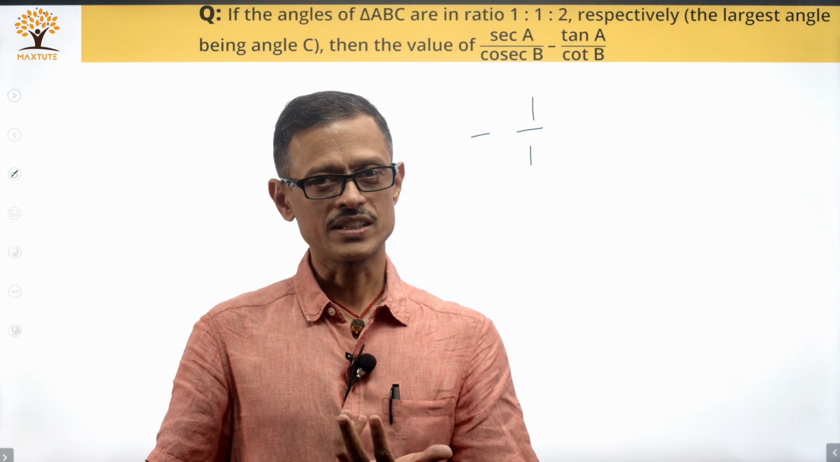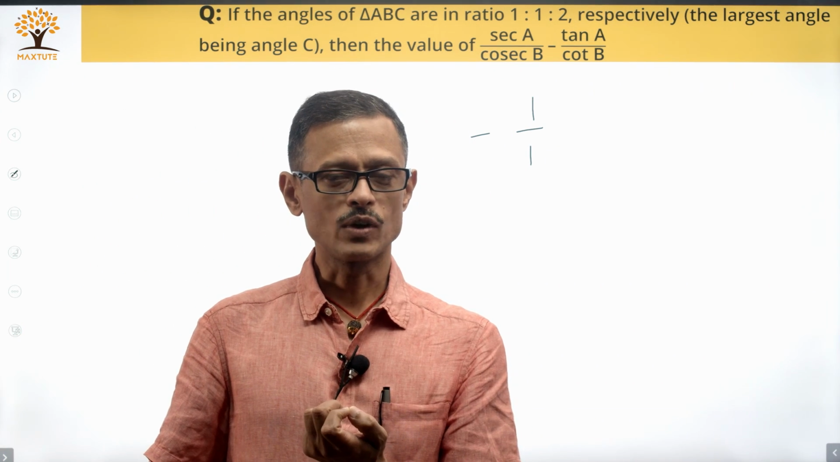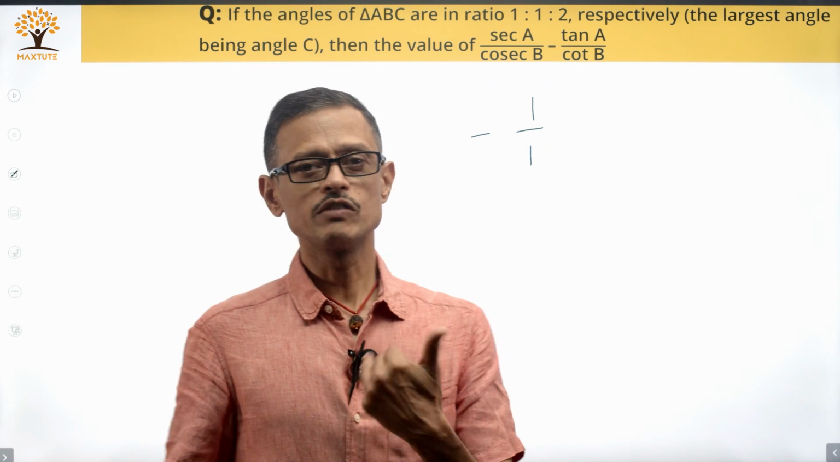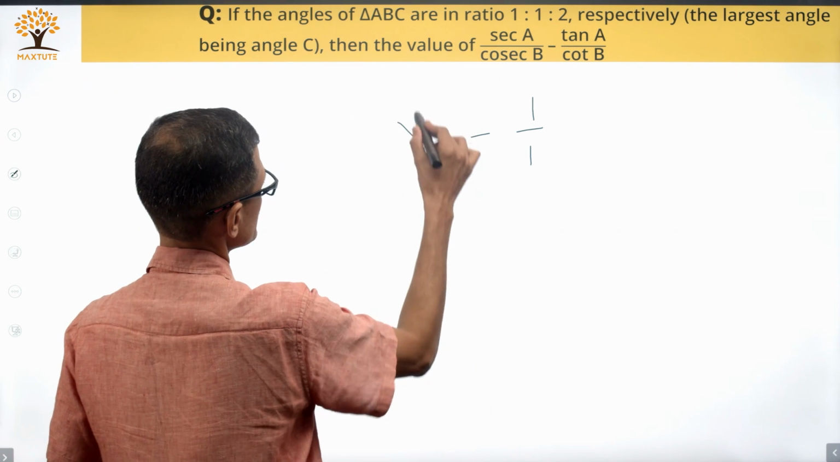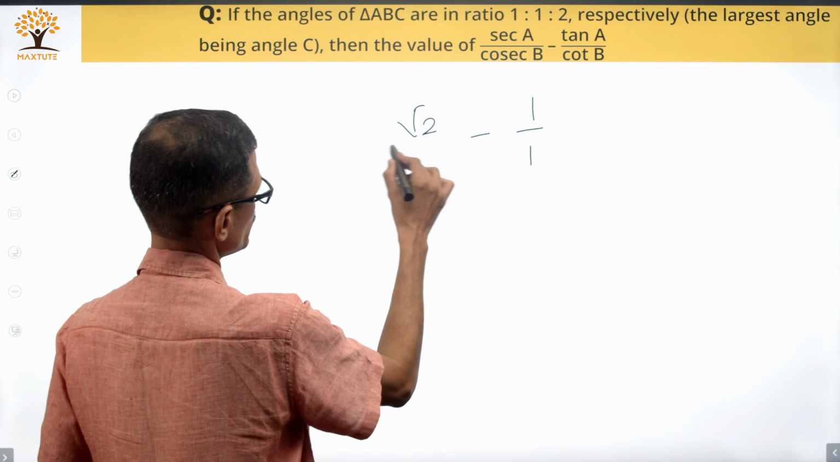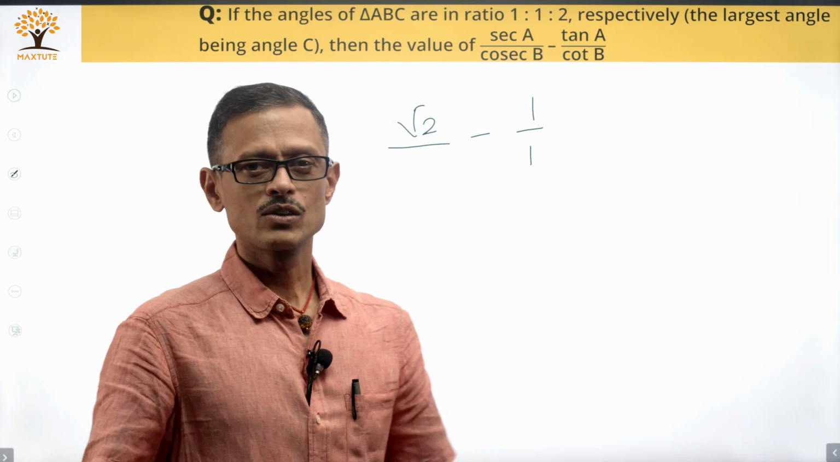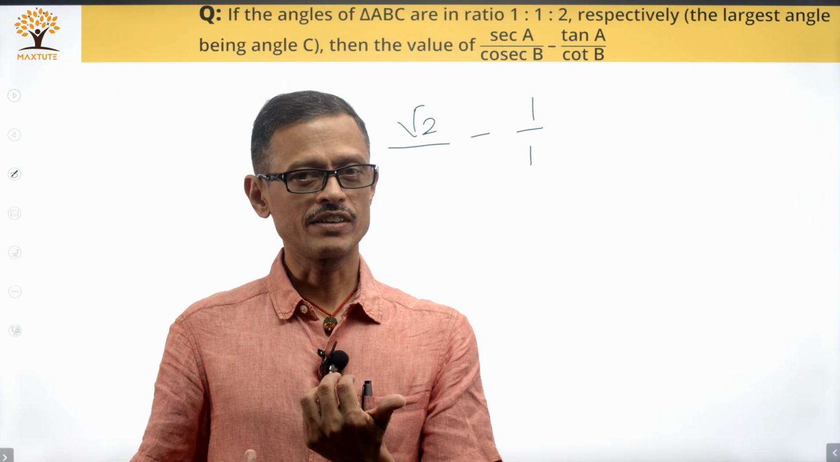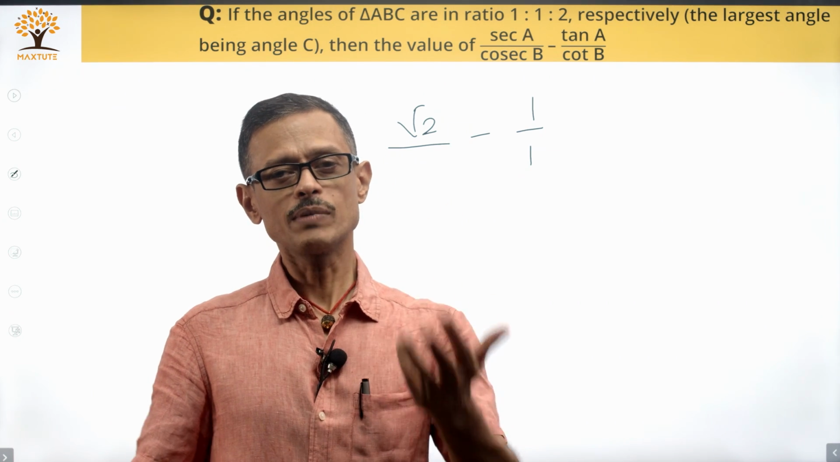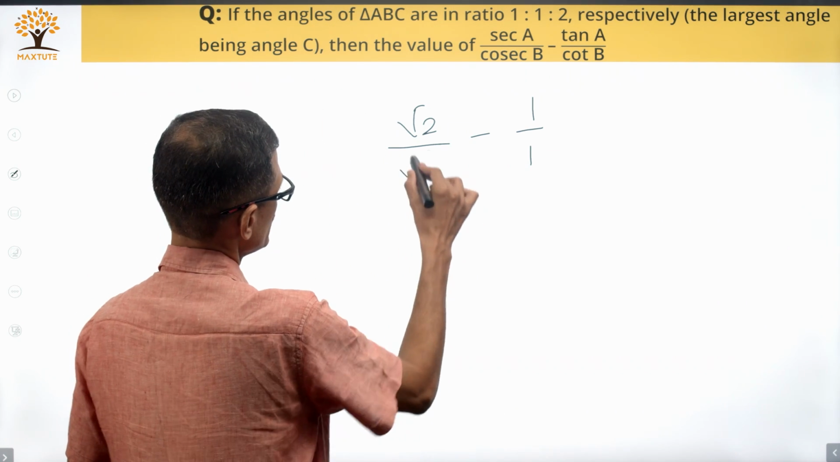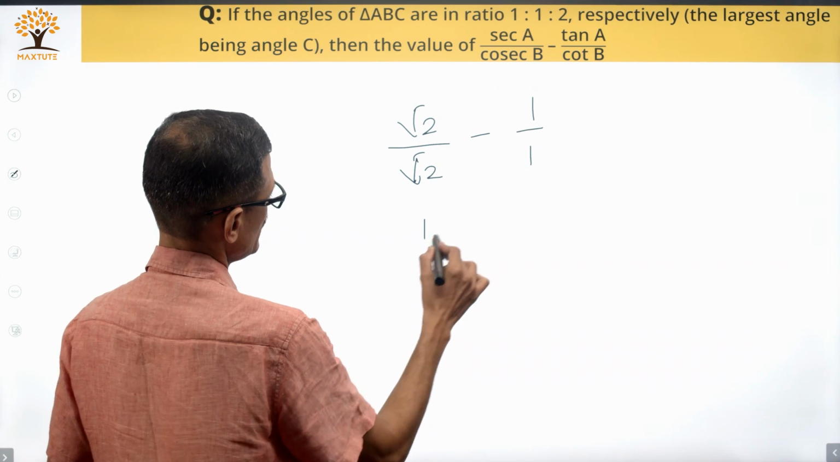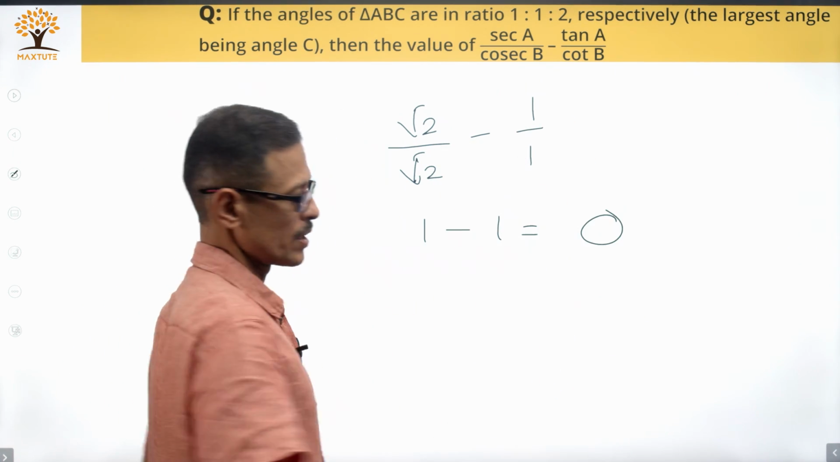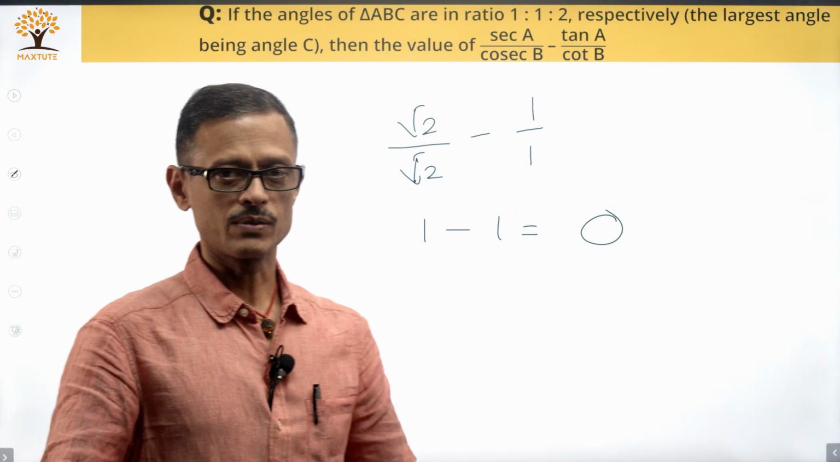Secant A is 1 by cos A. We know cos 45 is equal to 1 by root 2. So 1 upon 1 by root 2 will be equal to root 2. So secant A, which is secant 45, is equal to root 2. Cosecant B, which is cosecant 45, is equal to 1 by sin 45. Sin 45 is 1 by root 2. So 1 by 1 by root 2 is again equal to root 2. So root 2 by root 2 minus 1 by 1, which is 1 minus 1, is equal to 0. So the value of this expression is equal to 0.